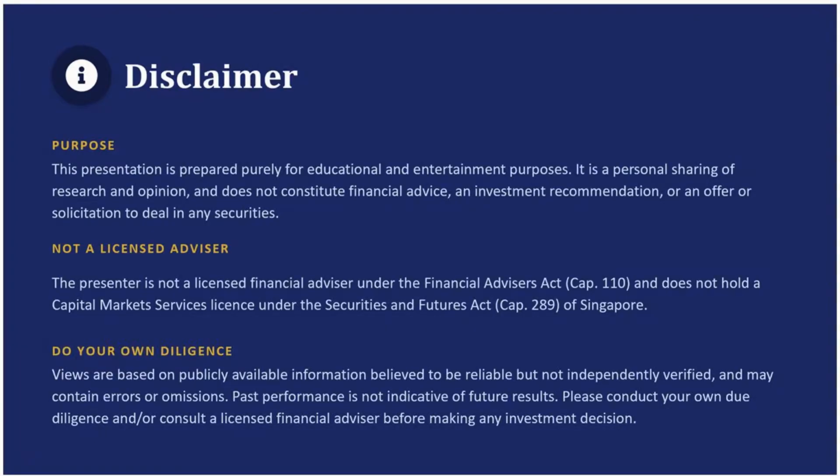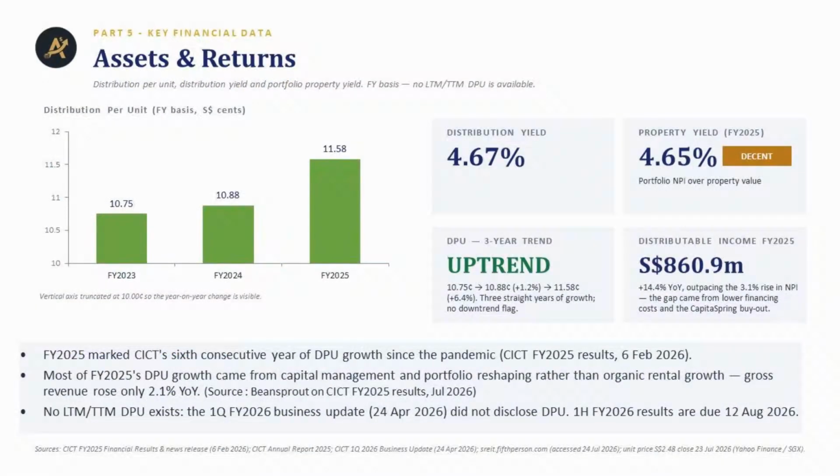Okay, moving to the next slide. Let's look at the very first major data set, which is the distribution per unit, or DPU, on an FY basis. We need to talk about this 3-year DPU uptrend. The data outlines a precise sequence.